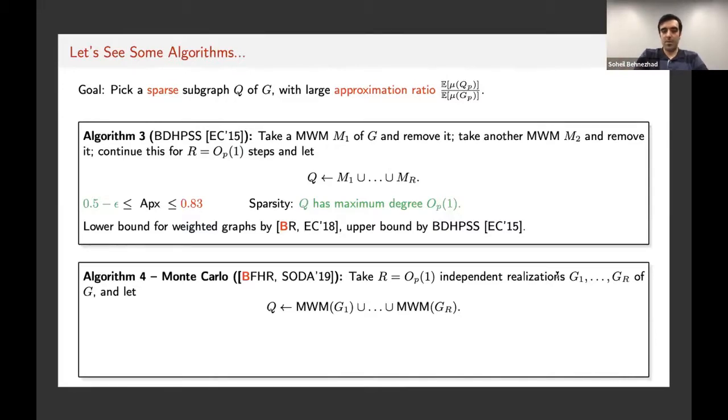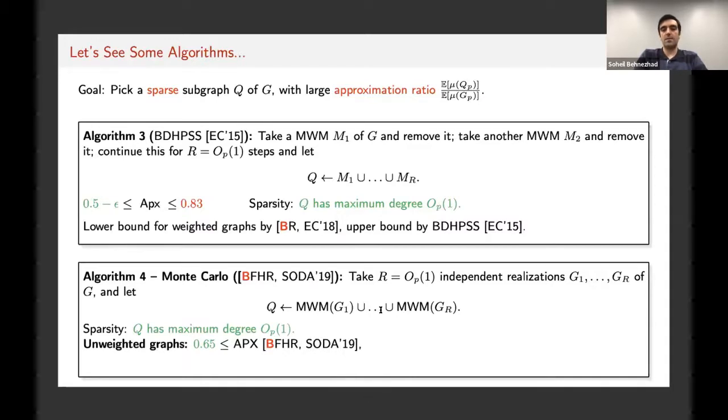we again pick multiple matchings of the graph, but this time we do not remove the edges. Instead, what we do is we take different realizations of the graph. Here the algorithm is randomized. We take different realizations of the graph, and from each one of these realizations, we pick a maximum weight matching, and then let Q be the union of these matchings. Again, if R is small, this is going to be a sparse subgraph. And in 2019, we showed that for unweighted graphs, this algorithm obtains a 0.65 approximation.